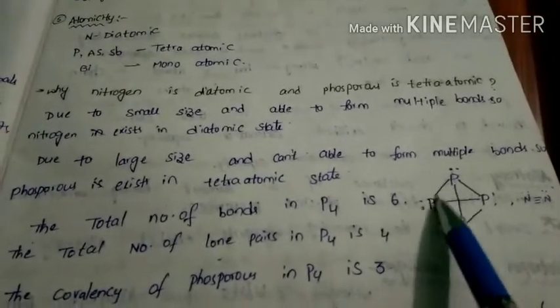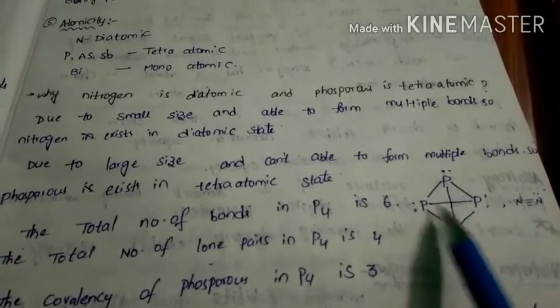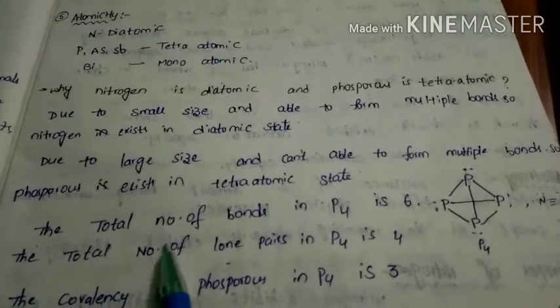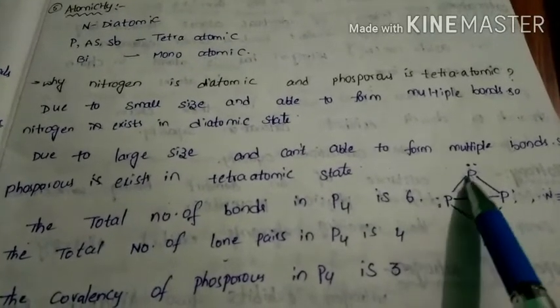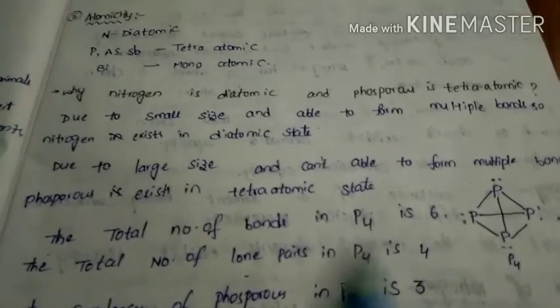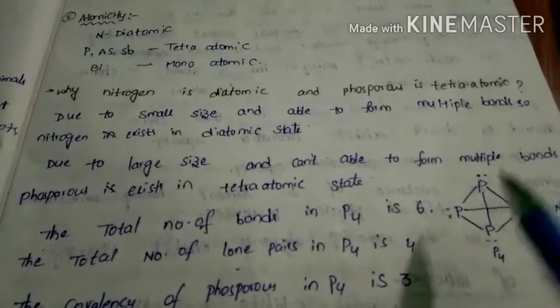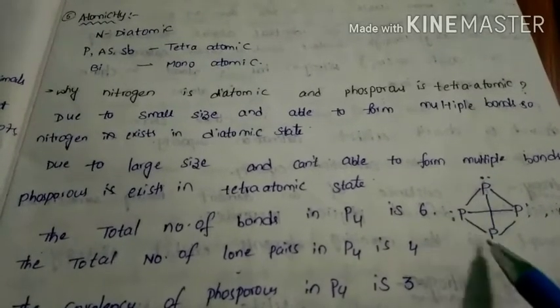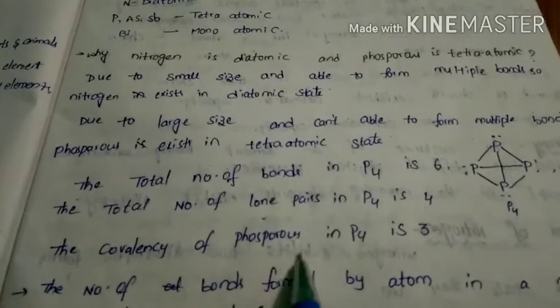So this is the structure of phosphorus. This is the structure of nitrogen. Nitrogen contains a triple bond, phosphorus contains single bonds. The total number of bonds in P4 is how much? 6. How? 1, 2, 3, 4, 5, 6. The total number of lone pairs in P4 is how much? 4 lone pairs. This is one lone pair, this is one lone pair, this is one lone pair. So total 4.